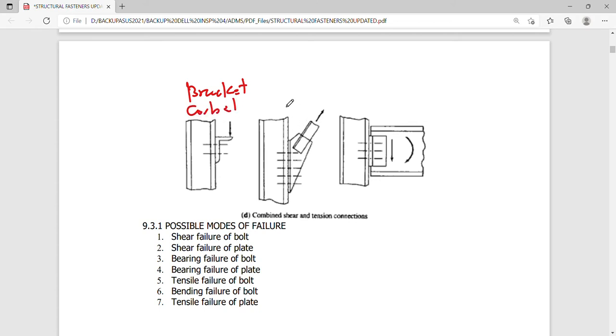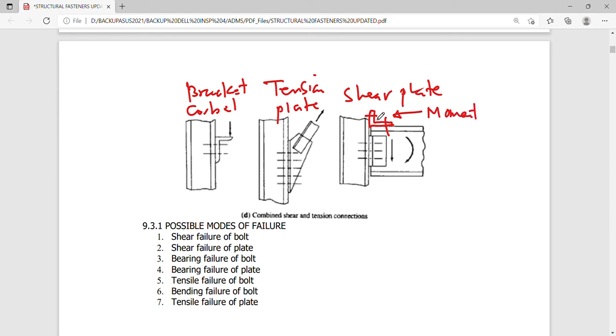This is a tension plate connection, and this is a shear plate connection. Other connections may be a moment plate connection. So if I have here an angle bar that is bolted there and bolted here, you can call this now a moment plate connection.